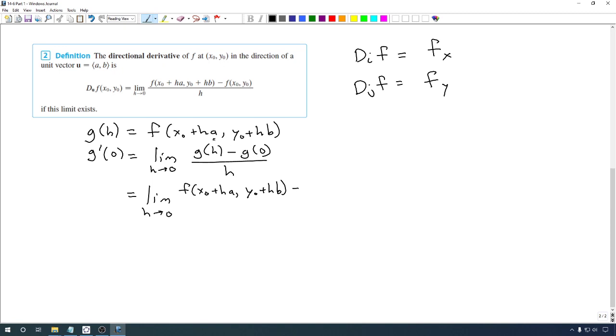And g of 0, well, if we plug in 0 for h, we just have x naught and y naught. So we have f of x naught, y naught. And of course, the whole point of this is that we just get the directional derivative in the direction of u of our function at x naught, y naught. So what we've done here is we essentially created a function of one variable whose derivative at 0 is just the directional derivative that we're looking for.